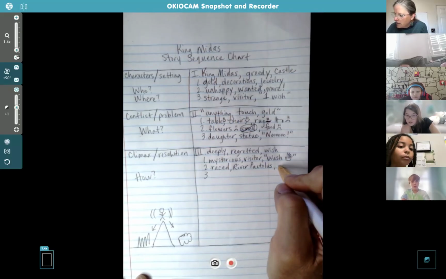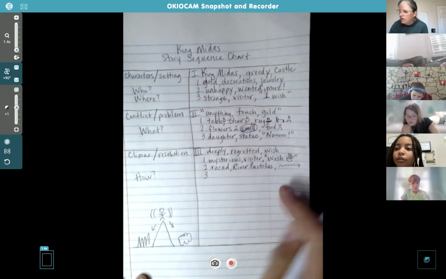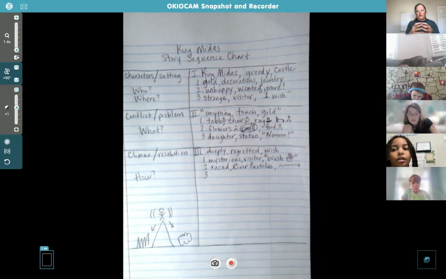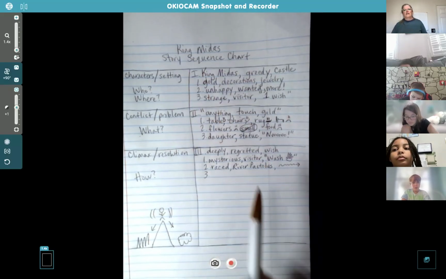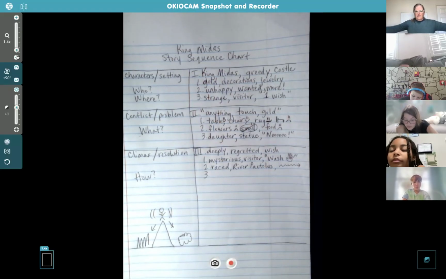And then I'm going to do a squiggly line like this and an arrow, that's just showing the gold came out of his hands. Okay, so he raced to the river Pactolus and the gold came out of his hands, right? This is a pretend story, obviously. It's a fiction, not real.